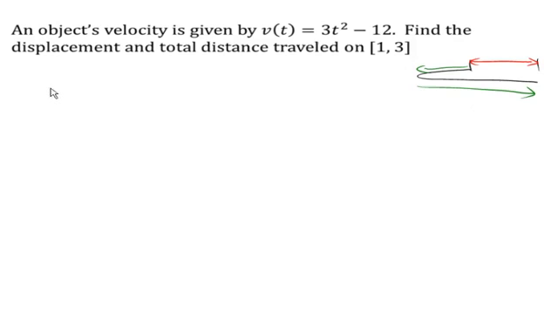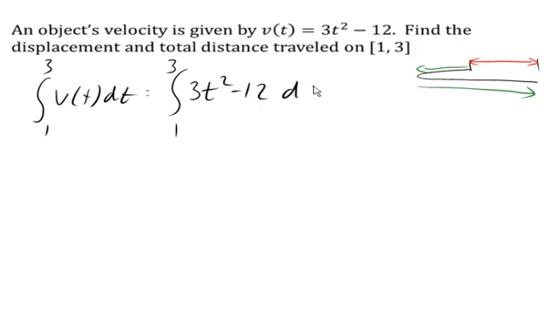For displacement, we simply need to integrate our velocity function over our interval. So we need to integrate from 1 to 3, 3t squared minus 12 dt. So we can find our general antiderivative here, t cubed minus 12t. We're going to evaluate that from 1 to 3.